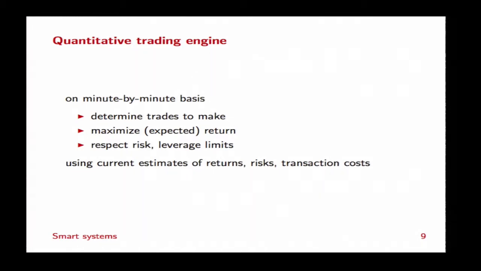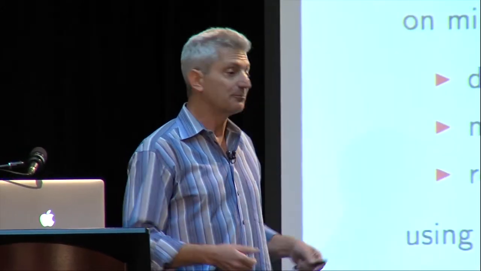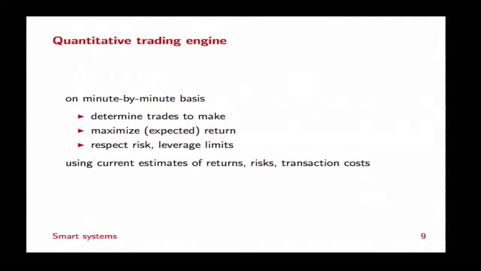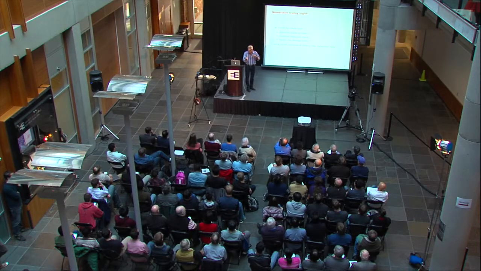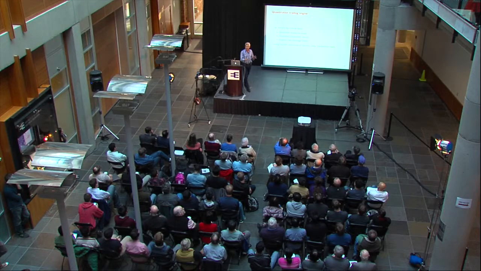And of course, you want to respect risk and leverage limits, right? And there might be other limits, like if you're running a mutual fund, you can't have short positions, for example, okay? And you'll use the current estimates of returns, risks, and transaction costs. So this is the idea. So once again, you have data coming in. You do some thinking. I mean, a big computer does some thinking, and then out comes a list of actions, which are trades.